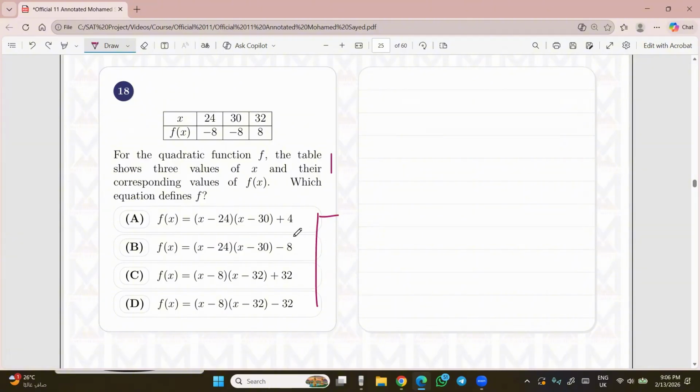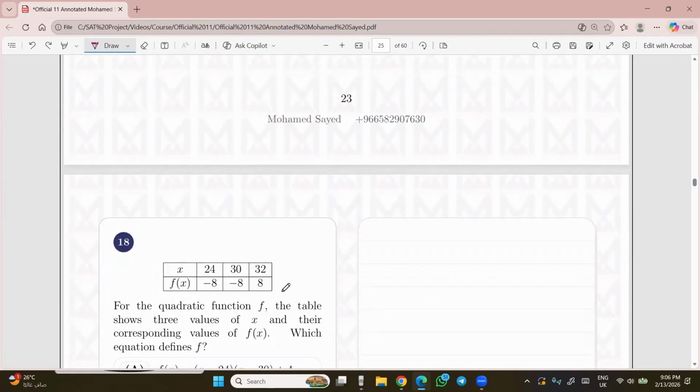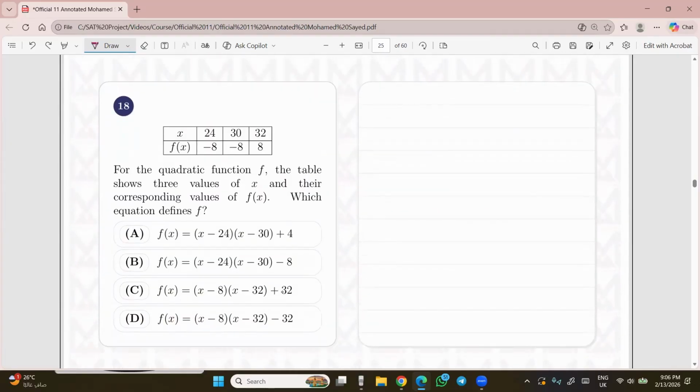I mean, apply the information from the table inside the options. Start from the options themselves. I mean, here substitute, for example. Let's say put x as 24. Whenever you put 24 here, 24 minus 24 is equal to 0.